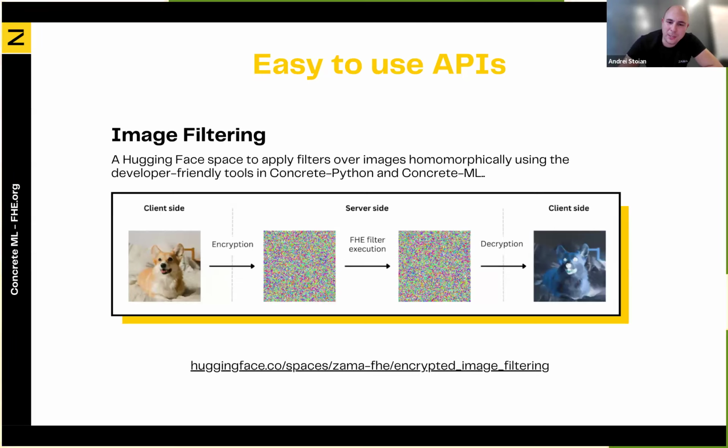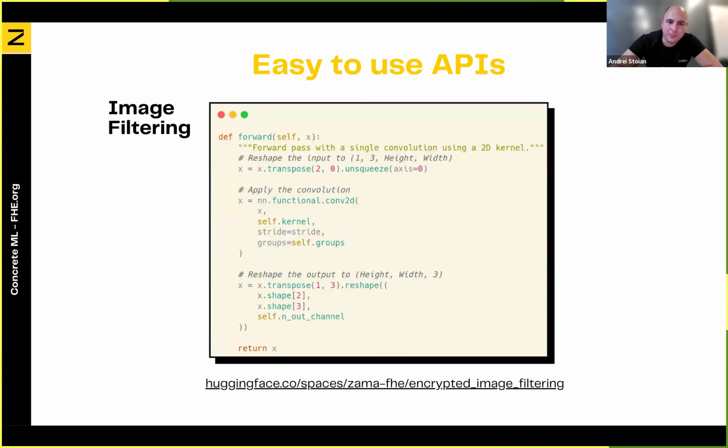What I want to show is how easy it is to build this using ConcreteML. So to build this, you can use PyTorch. You give it an image. You can use PyTorch functions that permute the channels of the image to have it in the right format. And then you apply a convolution using the PyTorch API. You have a convolution kernel, so you can do many types of filters.